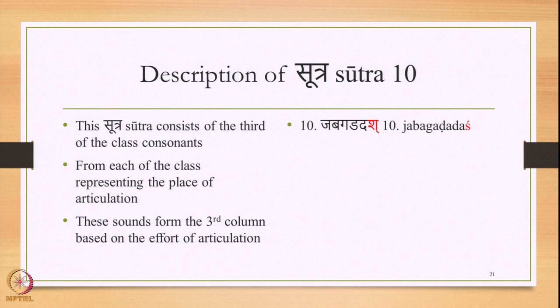Then we look at sutra number 10. This is Jabagadadash. This sutra consists of the third of the class consonants from each of the class representing the place of articulation that is described by the row. And these five consonants, these sounds, form the third column based on the effort of articulation. That is what is described in this particular sutra, the third column from the sound inventory.